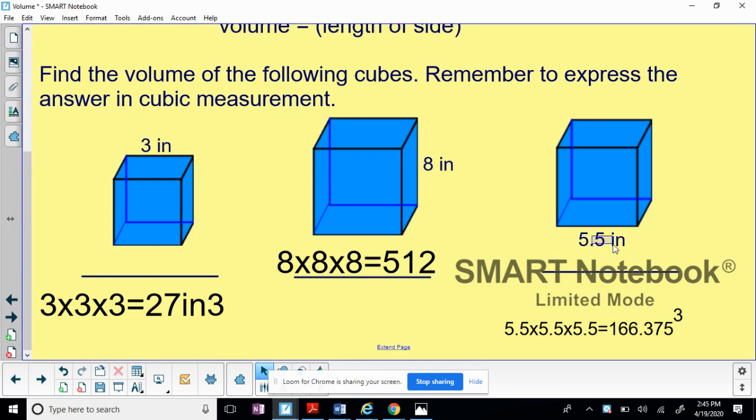5.5 times 5.5 times 5.5. Using a calculator, it's going to give us 166.375 cubed. I'll do a little place value review for you here too. So that might be a good calculator one. But again, it's the idea of length times width times height.